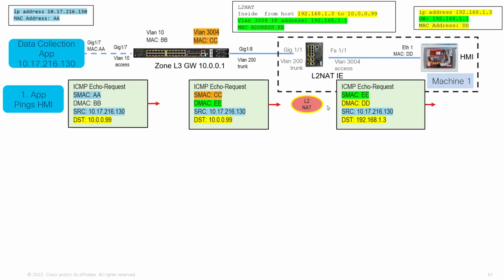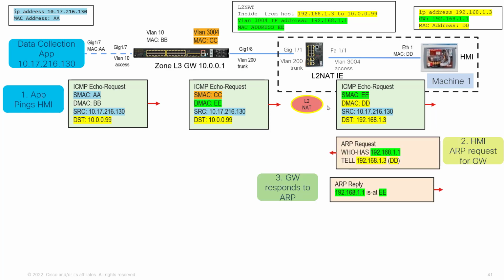It now comes into the layer 2 NAT switch, but now because it's been routed, the destination and source MAC are changed, because that's what happens when you route, and also the destination IP address has been translated to 1.3. Note that the source IP address was not translated. There's no rule for it, so it goes through unchanged. Now, the HMI is going to ARP for its gateway, and this time it doesn't leave the IE switch, because the IE switch is the gateway. So it quickly responds back with its own MAC address as the MAC address to use for 1.1.